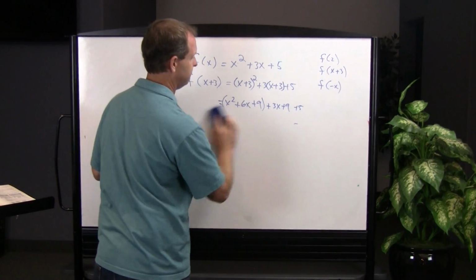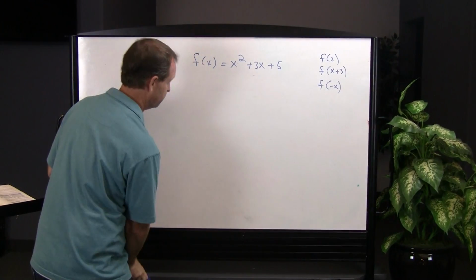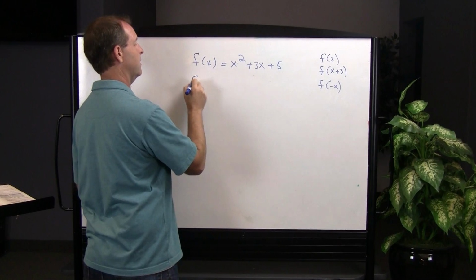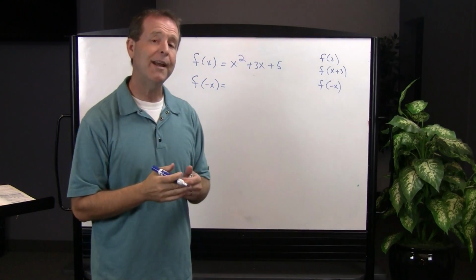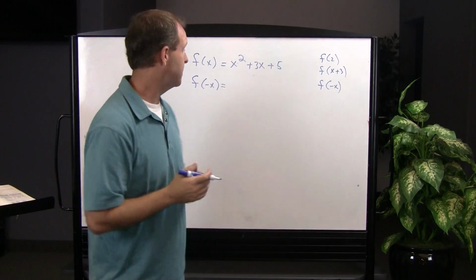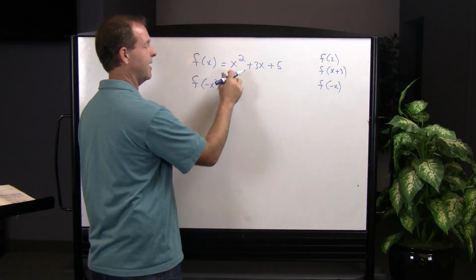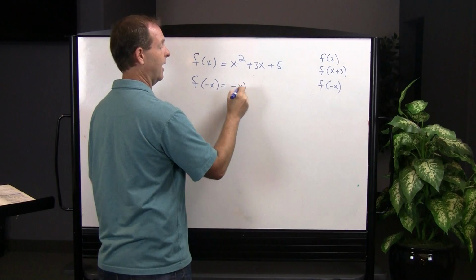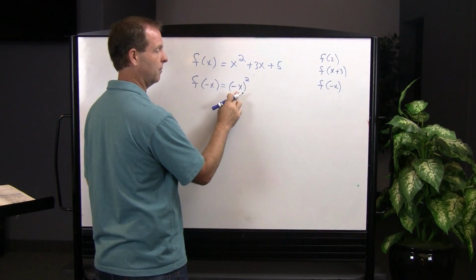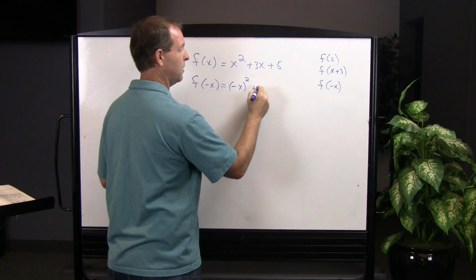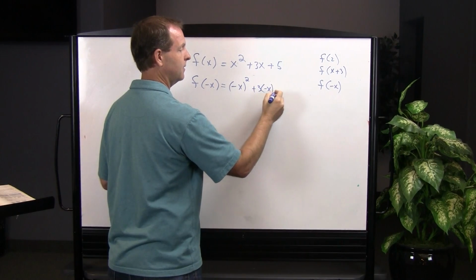Lastly, let's evaluate this function at negative x. And again, I want to make sure I substitute negative x everywhere I see an x. So it's negative x. I've got to maintain that parenthesis right here because I want to square the entire term, not just part of it. Plus 3 times negative x plus 5.